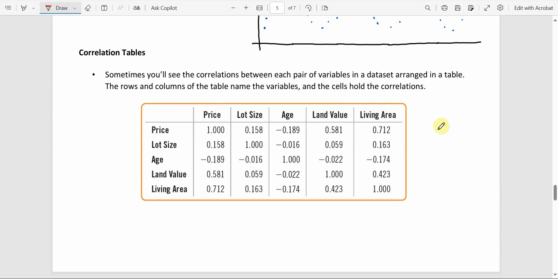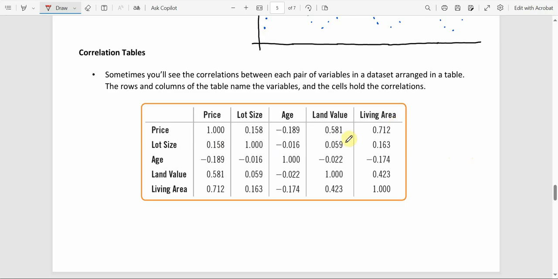So this is a correlation matrix where you can check the correlations between a bunch of different variables all at once. And then you can be like, oh, well, it looks like it's the age and lot size. That's pretty weak. That's really close to 0. Price and living area looks kind of strong, right? The 0.712, right? You go, that's a lot bigger than 0, considering you can only go up to 1.